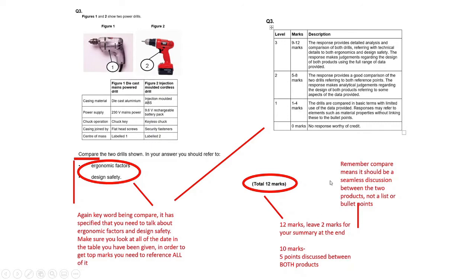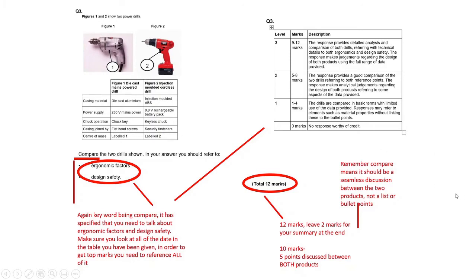So you bring up, say, safety, and then you discuss it for the metal one and the plastic drill, and that'll get you 2 marks. And then you do the same for power supply, and you do the same for operating the truck. So if you basically discuss all 5 points, in fact that is 1, 2, 3, 4, 5, that is all 5 that are in the table, and then discuss them.